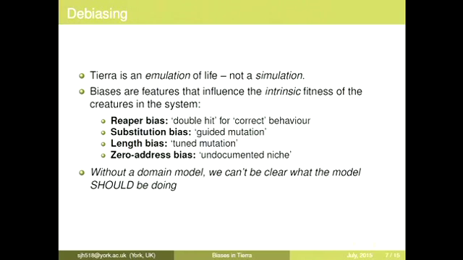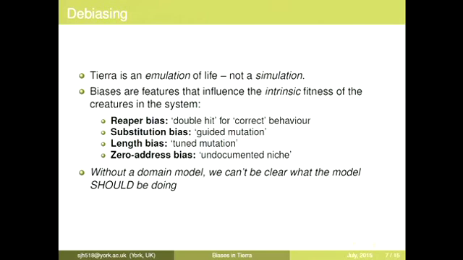And finally, the zero address bias. This was identified by Barry McMullen's group in Dublin, who were working on Tierra a few years ago. There isn't time to go into details, but basically the individual that exists at address 0 has some benefit from that, based on the way some of the opcodes work. And I'm going to call that an undocumented niche. There's a special benefit in being at that address.